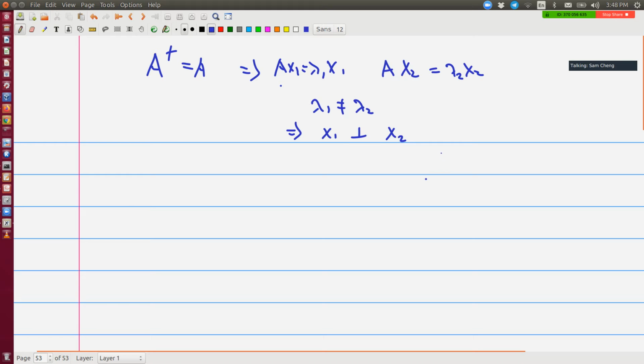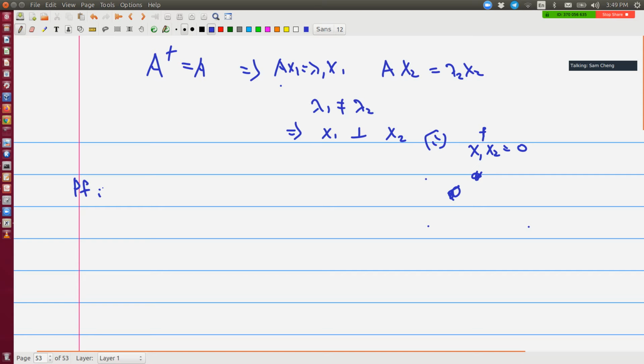Meaning that basically x1 Hermitian times x2 is equal to 0. This is the definition of perpendicular. Oh, okay. So this is how you define the inner product in the complex vector space, right? Yeah, that is the inner product. So it just means the inner product is equal to 0 here. Let's see why we have that. Let's give a quick proof here. This is also pretty easy to prove.